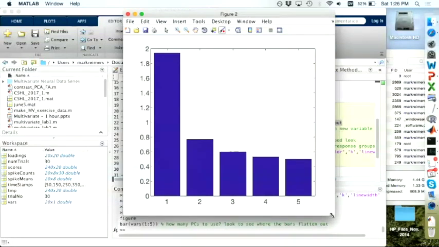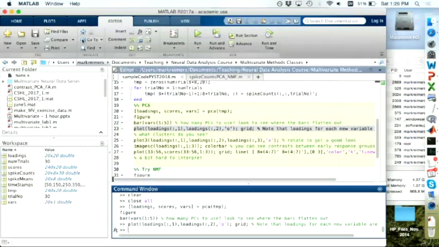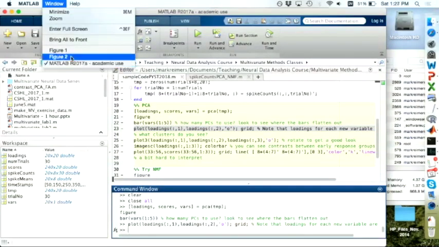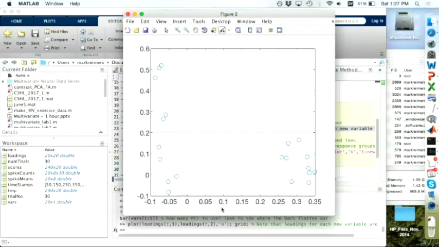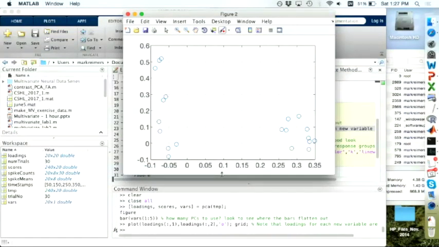One, maybe two if we really have a lot of faith. So yeah, one. Okay, so what do those principal components look like? So let's take a look at how they're loaded. And that should give us this. Okay, so what can you see right away with this plot?